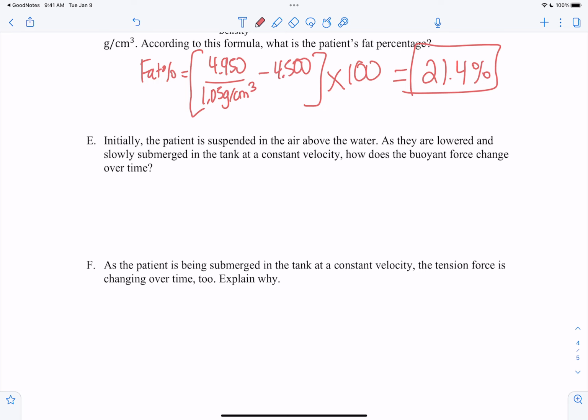So, excellent. The buoyancy force slowly increases over time, right? We know that the buoyancy force from that last problem is equal to the density of the fluid times the volume of the fluid displaced times the gravity, right? Now, the density of the fluid and the gravity are two constant values. But as you lower the patient into the tank, more volume of the fluid is displaced, right?